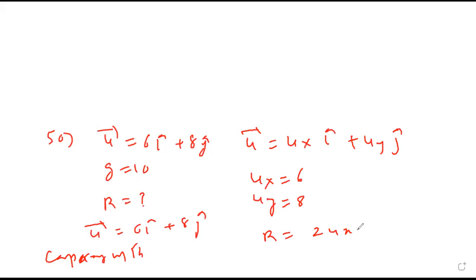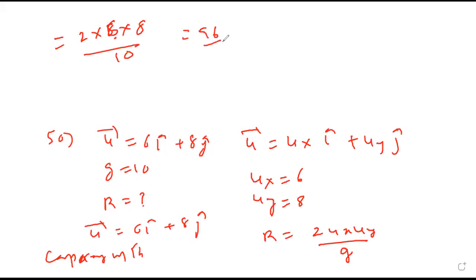R is 2 times ux into uy upon g. That is 2 into 6 into 8 upon 10. 8 into 6 is 48, into 2 is 96 upon 10, 9.6. See, this is the same as u square sin 2 theta upon g. We can write this as 2 sin cos. So one component is x, the other is y.